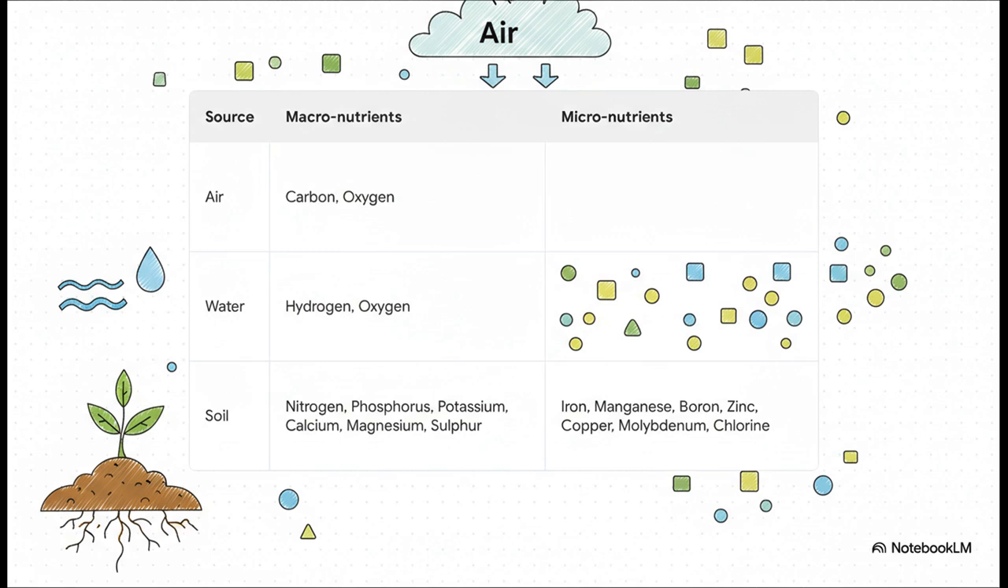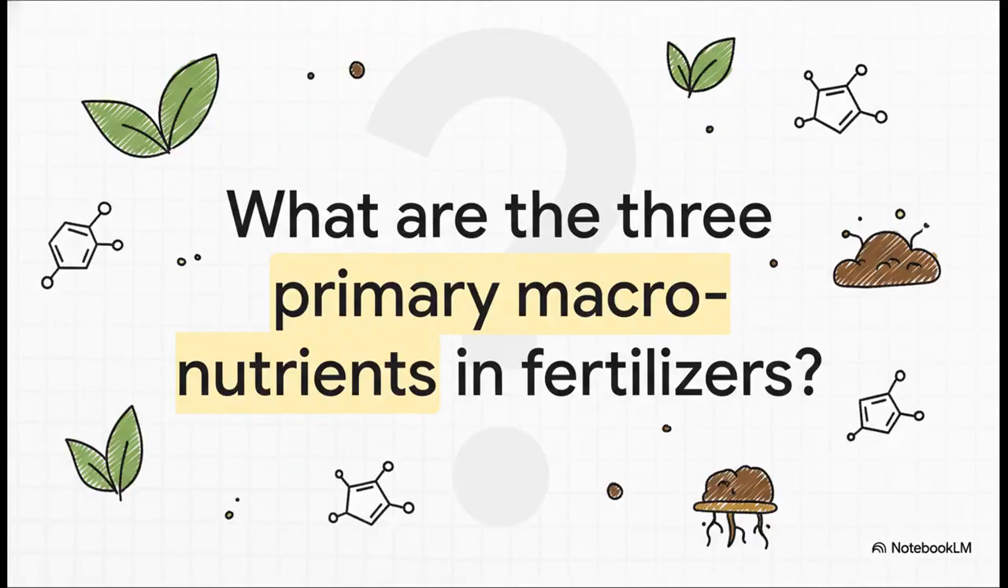We divide these nutrients into 2 groups. Macronutrients are those which plants need in large quantities, and micronutrients are those which are needed in very small quantities. You can see the complete list right here. Okay, time for a quick question for you. This is very common in exams.